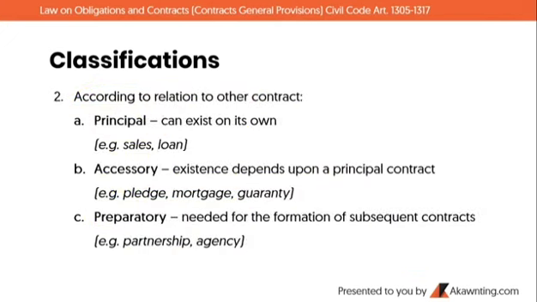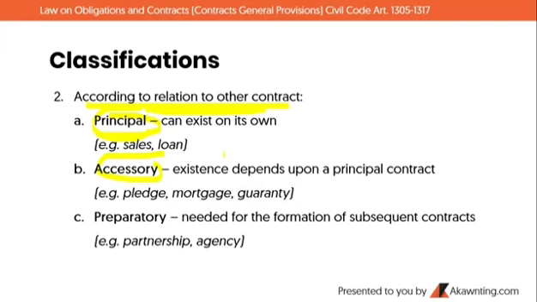Next, according to relation to other contracts naman. Okay, so from the name of the classification itself, according to relation to other contracts. So how do they stand compared to other contracts? So number one, we have principal contract. So siguro kayo dito, familiar dun sa dalawang to, yung principal and accessory. Kasi dun sa obligations tayo, na meron tayong na-discuss na principal and accessory obligations, wherein yung mga principal obligations, they can stand on their own. However, accessory obligations are dependent upon principal obligations.